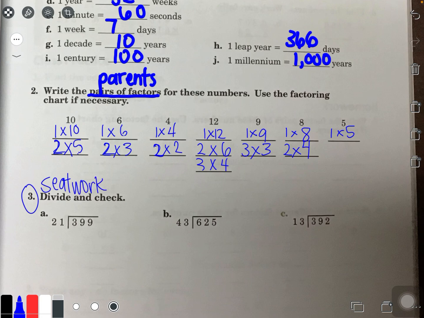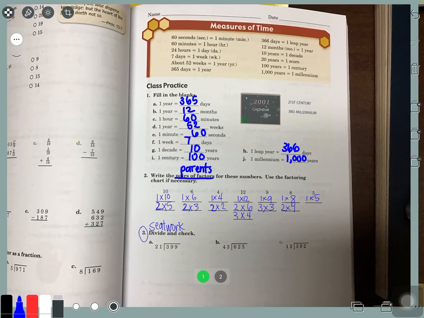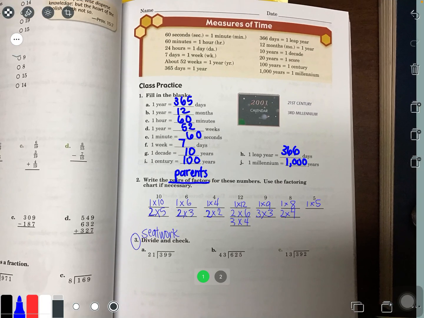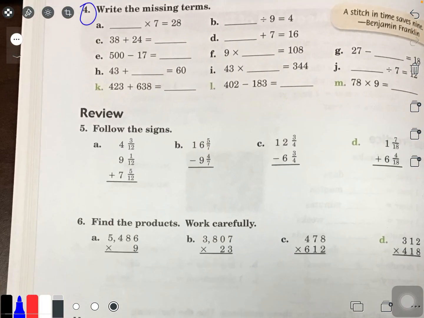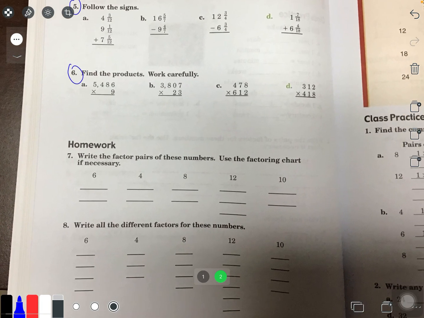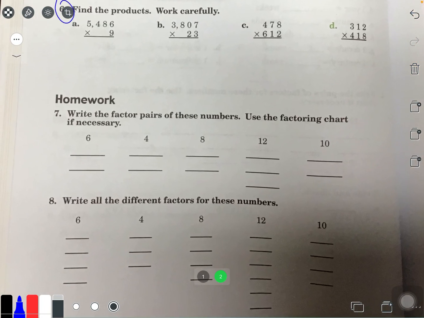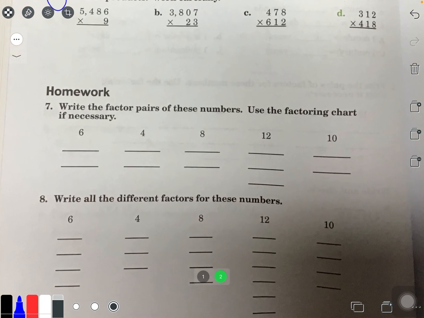Now let's go to the back. Okay, go to the back with me, because I'm going to review what else you have to do for seat work. You have to do number 4 for seat work, number 5, number 6. All right, now let's do number 7 together. Okay, again, write the pairs, factor pairs, or pairs of factors, which are the parents, the mom and the dad.